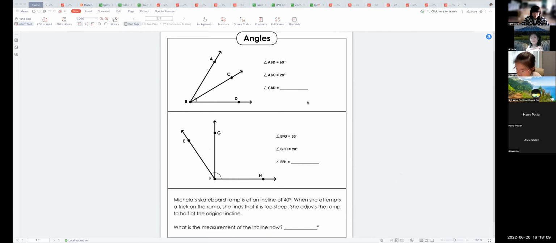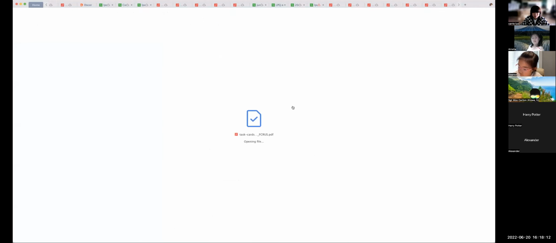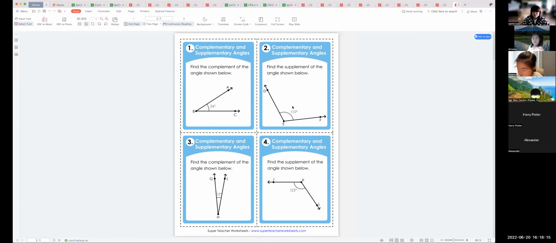And we're going to do a task on complementary. Sometimes it's complementary, sometimes it's supplementary, okay? So we're going to do a time competition. Let's take a look at this one. The first one says, find the complementary of the angle showing below. So I'm going to do 90 minus 34 equals 56 degrees. Okay, next one. Find the supplementary of the angle showing below. So it's 180 minus 110 equals 70 degrees.